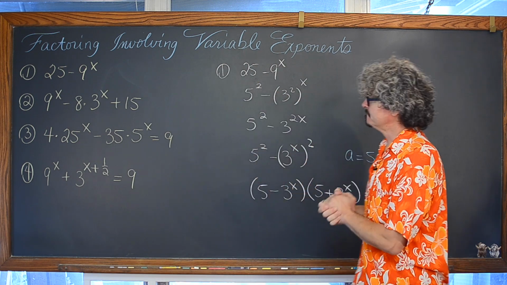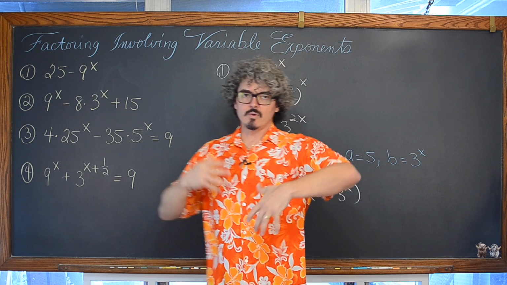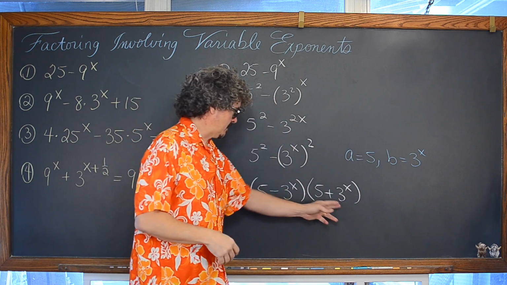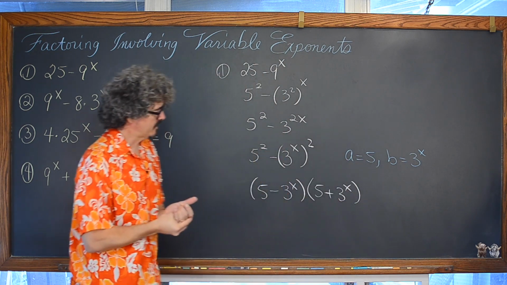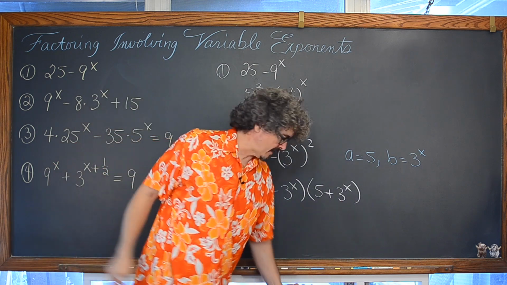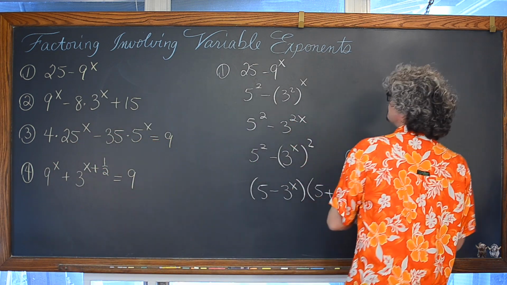just in factored form. Now, if this thing was set equal to 0 and we were solving this equation, we'd be setting each of these factors equal to 0 and then finishing that up, which we are going to take a look at with number 4.